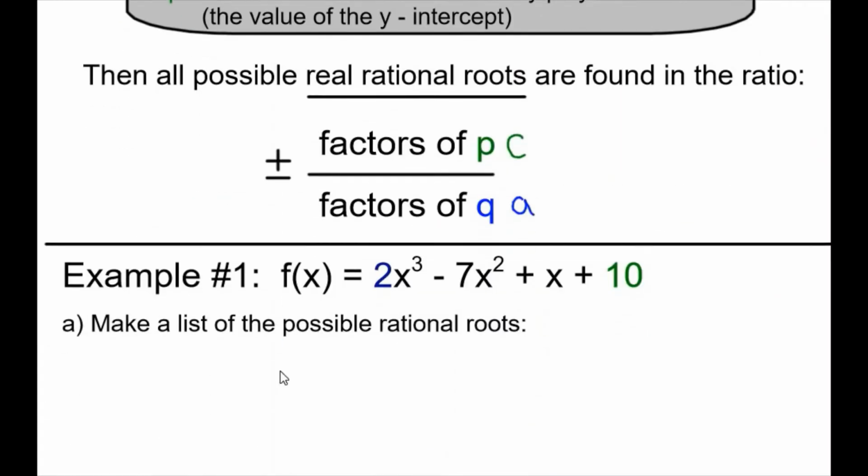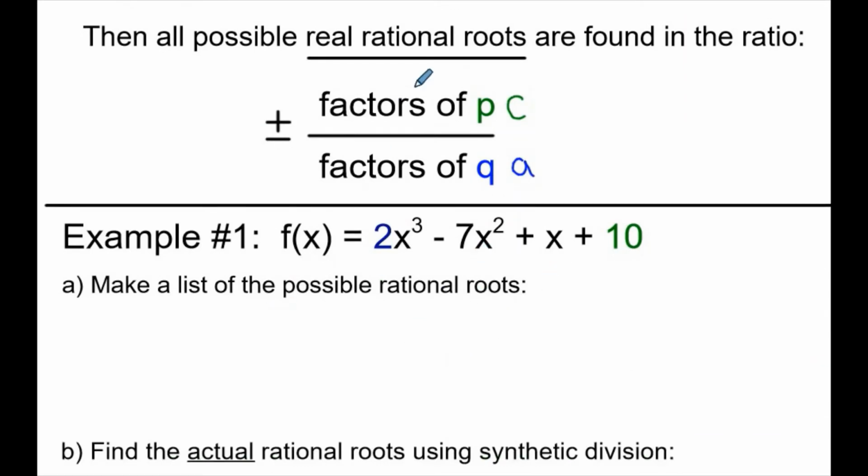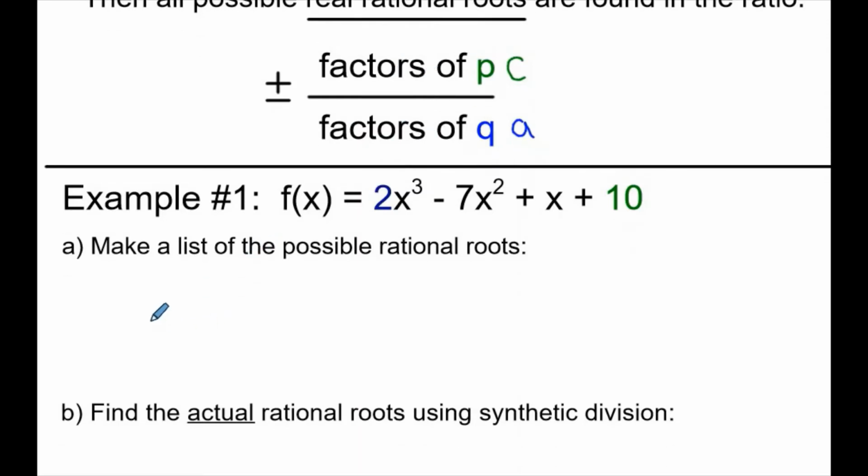All right, so here's the first example, and you can see I've highlighted. So you don't ever have to write this factors of p over factors of q down. I just wanted you to see the traditional way it's written. To make a list of the possible roots, you need to make a list of the lead and constant. So the possible factors of 10 are 1 times 10 and 2 times 5. And then what we're going to do, and again, if you just want to remember it as plus and minus the factors of the constant divided by the factors of the lead coefficient, then we're simply going to put them in order here. 1, 2, 5, and 10.